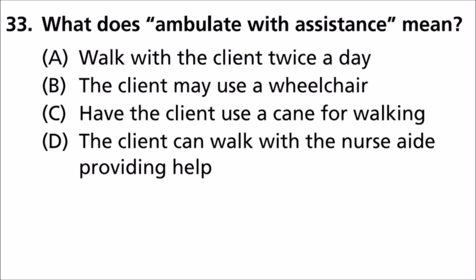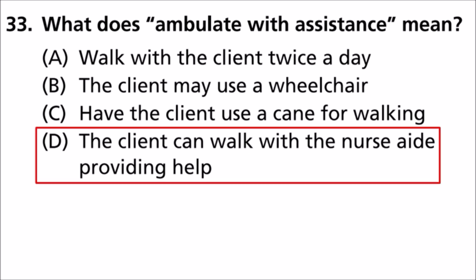33. What does ambulate with assistance mean? A. Walk with the client twice a day. B. The client may use a wheelchair. C. Have the client use a cane for walking. D. The client can walk with a nurse aide providing help. The correct answer is D. The client can walk with a nurse aide providing help.